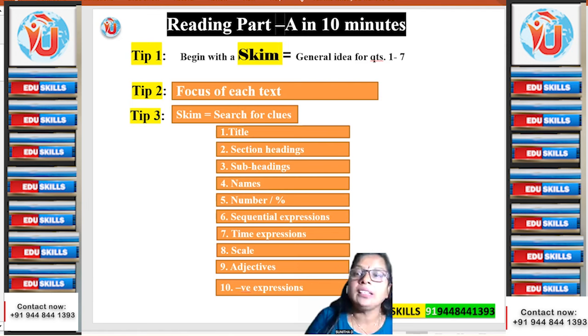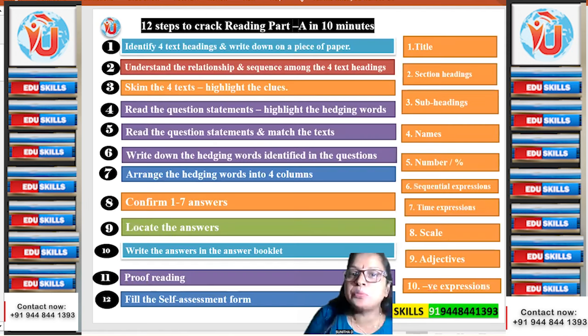And he taught us 12 steps to crack reading part A in 10 minutes. The first step is identify the 4 text headings and write them down on a piece of paper. Second is understand the relationship and the sequence among the 4 text headings. And the third step, skim the 4 texts and highlight the clues, the main clues.